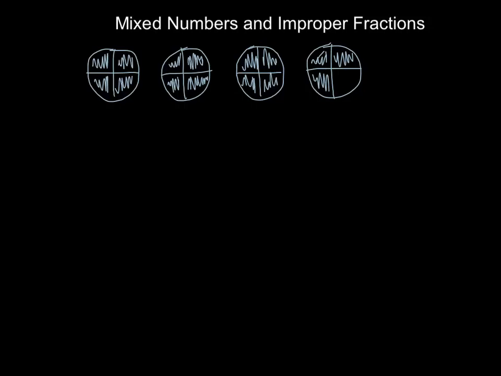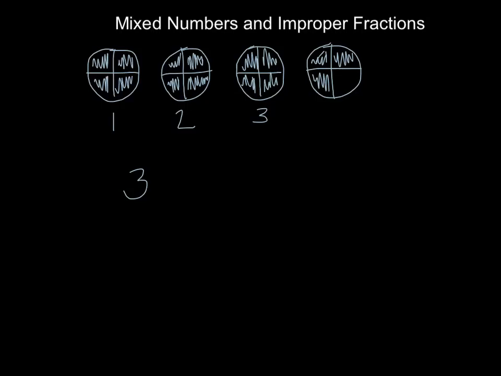So by looking at the objects I've drawn, I noticed that each of these circles has 4 pieces, and this first, second, and third one are fully shaded. So to represent this, I could say that I have 3 whole objects.